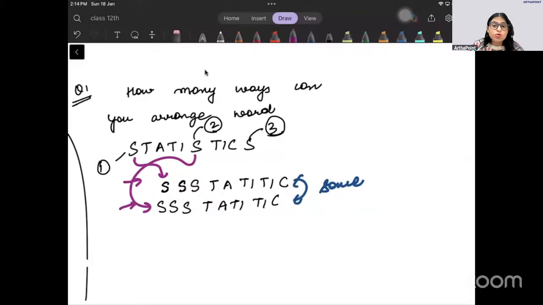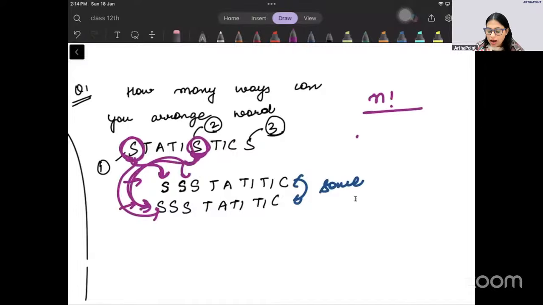So in such questions, we look at the repetitions because those repetitions look similar. Whether I put my first S first and second S second, or second S in first position and first S in second position, it looks the same. So whenever we have repetitions, the formula is n factorial upon whatever is getting repeated factorial.